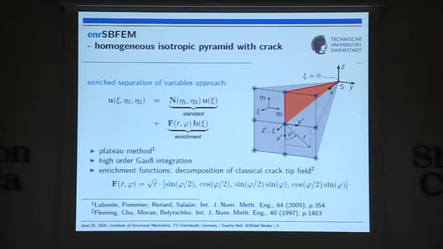For the further steps, we use the plateau method by Abbott and co-workers to minimize the additional number of degrees of freedom which we introduce. That means that for all enriched nodes, only one set of enrichment coefficients is introduced. Then we only use high-order Gauss integration, as it has been sufficient for our purposes so far. And the enrichment functions that we use are the decomposition of the classical crack-tip field as given by Fleming.